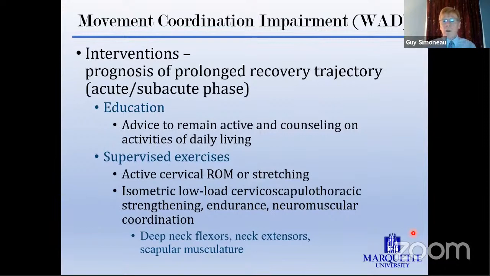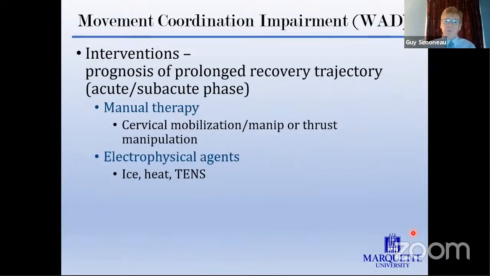For people with prolonged recovery, we are on the other side of the equation here. We want to provide them good education. We want to provide them with a supervised exercise program. Again, a combination of range of motion exercise and basically starting most likely with some isometric exercise for deep neck flexors, neck extensors, scapular musculature, manual therapy as we feel is warranted depending on the severity of the injury.